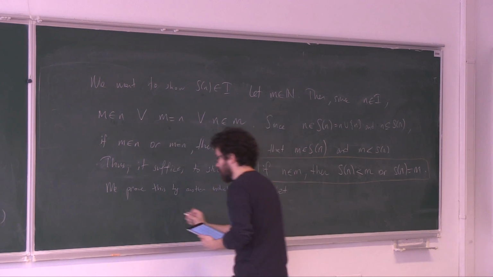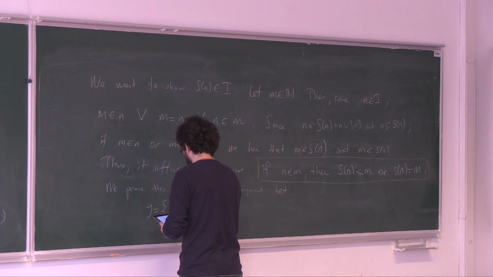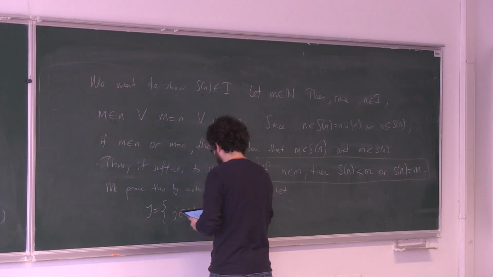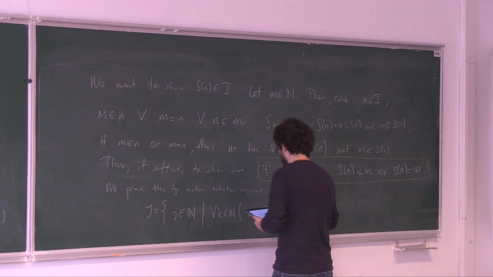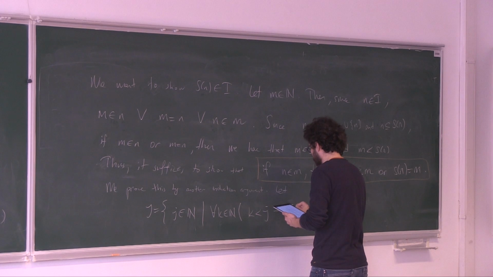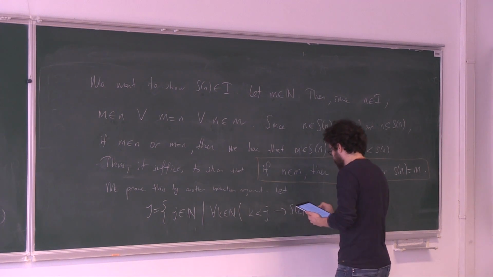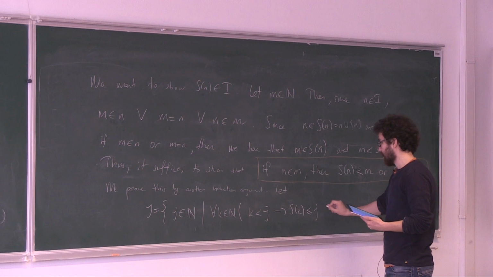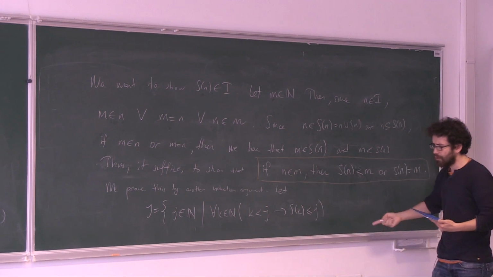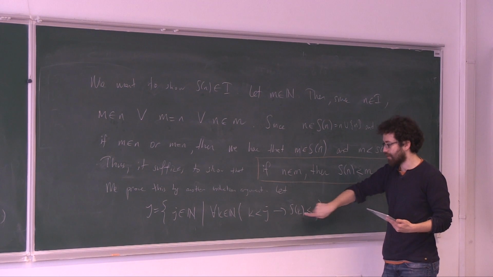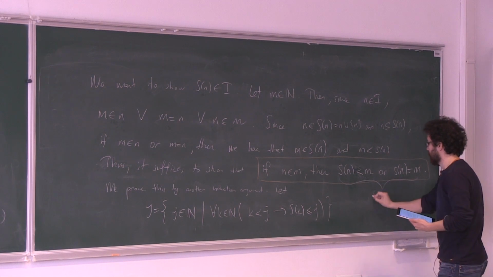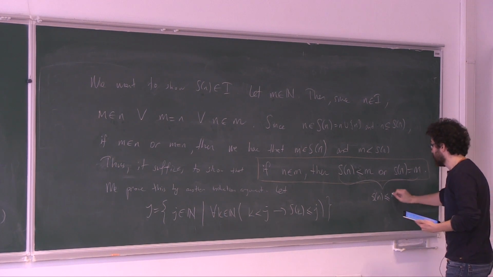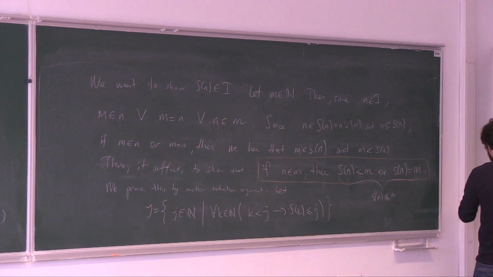Let J be the following subset. J in n, for all k in n, k strictly less than j implies S of k is less than or equal to j. When I write less than or equal to, you know what it means. This means that either this is strictly less than j or they are equal. So the same thing as writing successor of n is less than or equal to m. So we want to prove this.